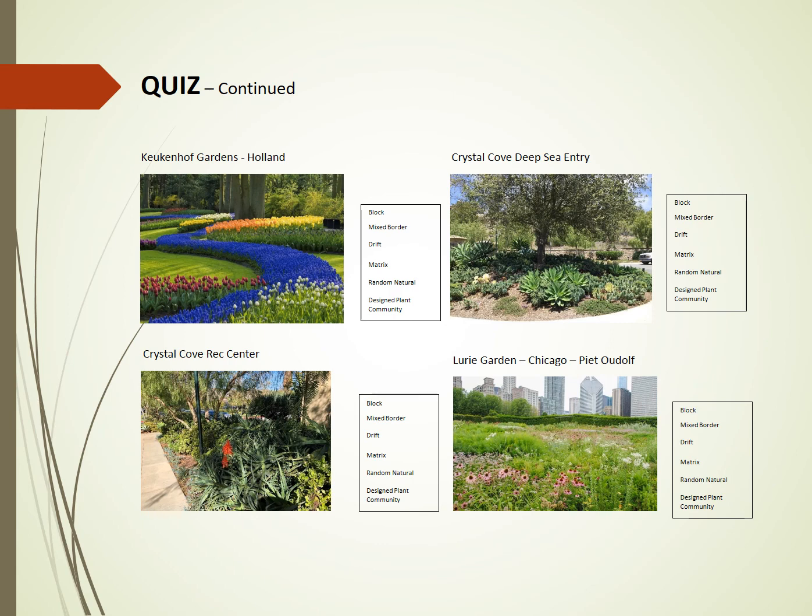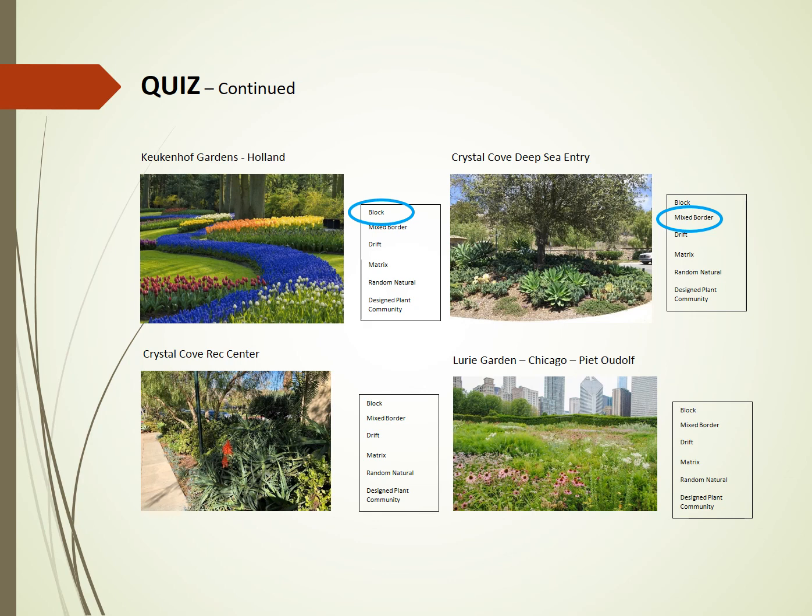Keukenhof Gardens in Holland, classic block planting design. Single species in single areas with no weeds in sight. Next slide is Crystal Cove Deep Sea Entry. Again, you can sort of trace your finger around the oval shapes, each containing one plant species. And this is a mixed border planting design model.